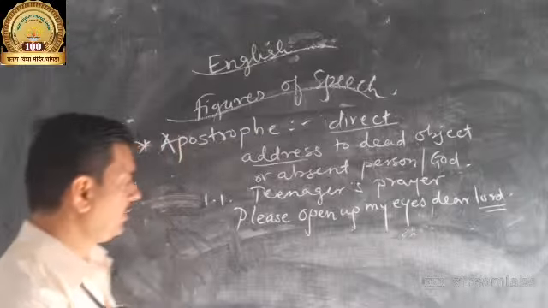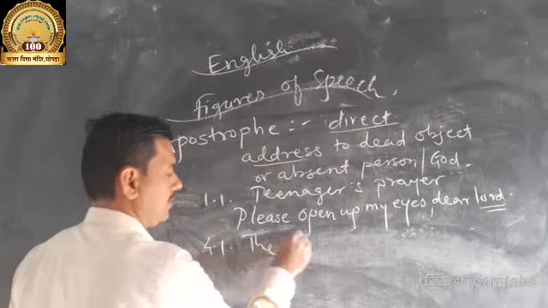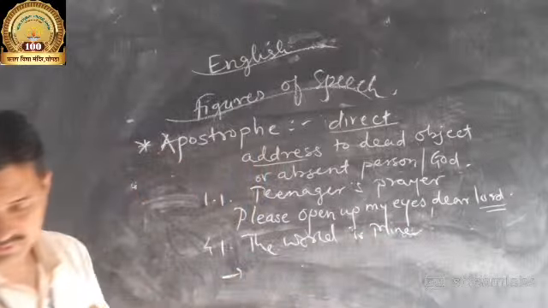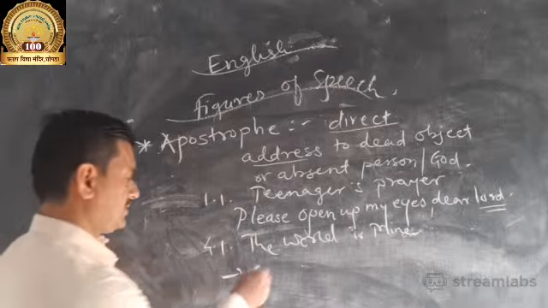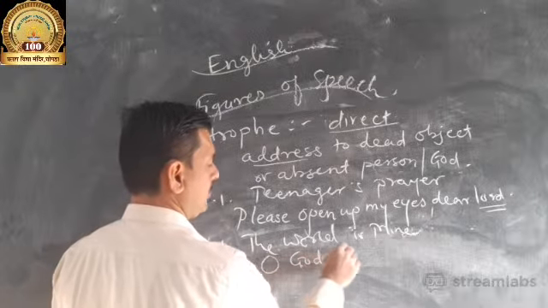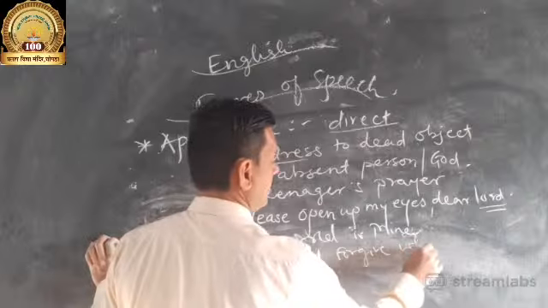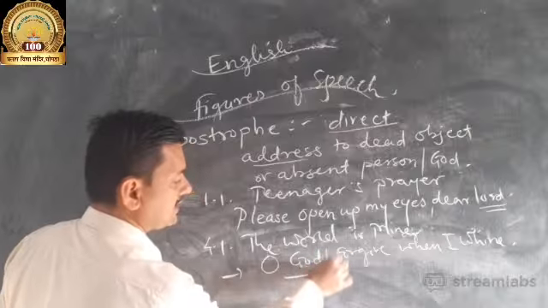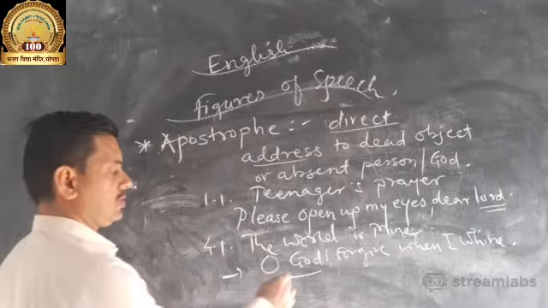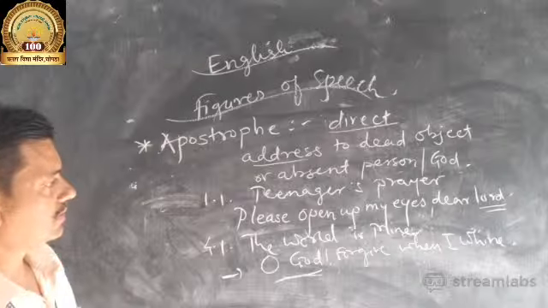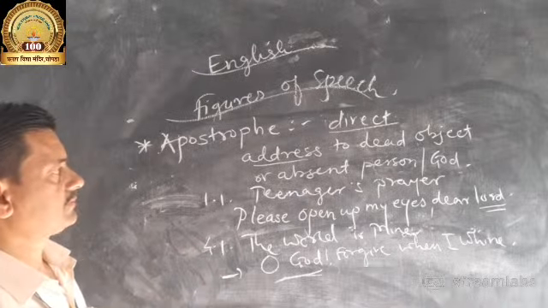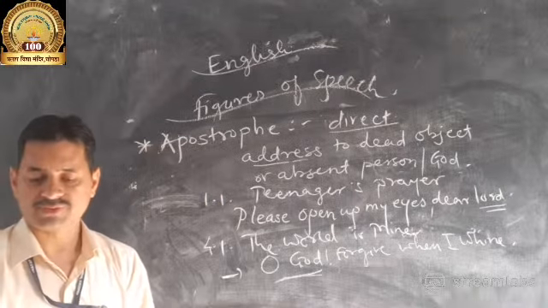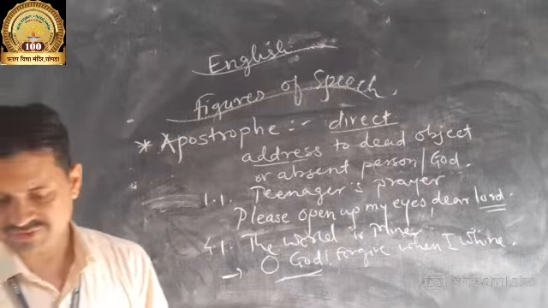Now again, in poem 4.1, The World Is Mine, we have recently understood this poem. In this poem, you can see the line, "Oh God, forgive me when I whine." Now, you can find that here God is directly addressed. So again, if a person or object which is not near us is directly addressed, that is apostrophe figure of speech. And of course, it is also very easy for all of us to identify.